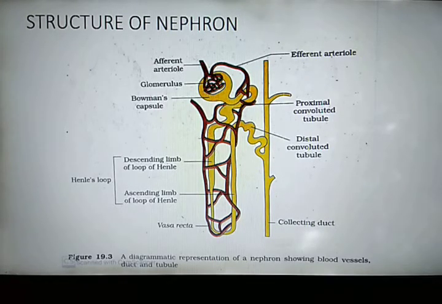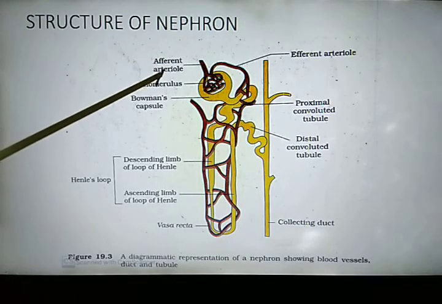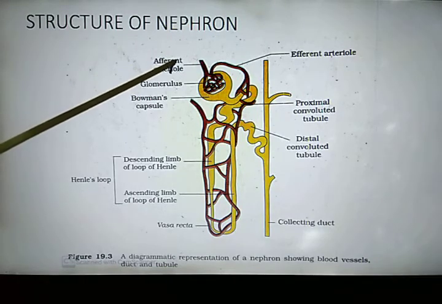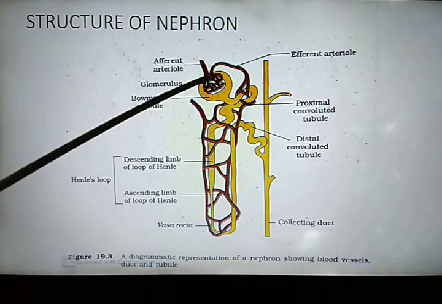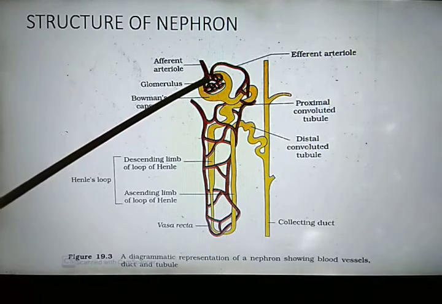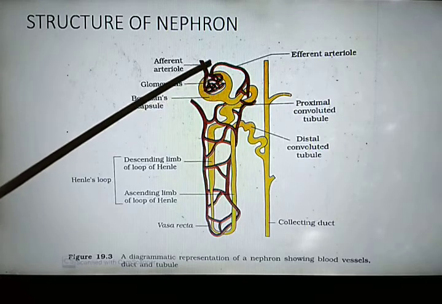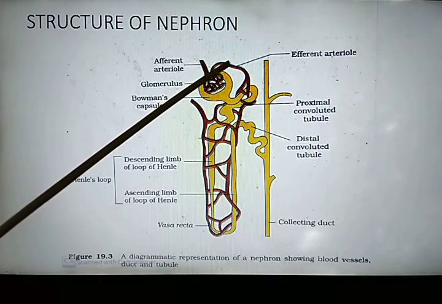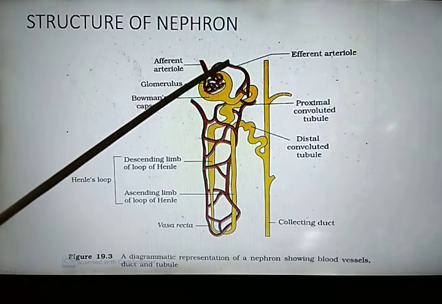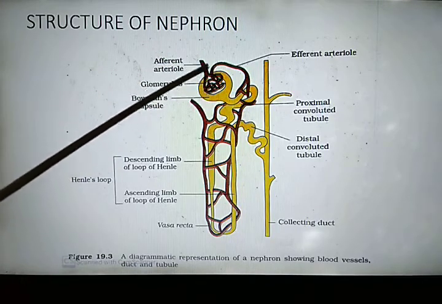So, glomerulus is formed by the renal artery. Renal artery forms a fine branch known as afferent arteriole. Then afferent arteriole further forms fine branches known as capillaries. These capillaries form a network known as glomerulus. Now these capillaries give rise to efferent arteriole. Okay, so this is the structure of glomerulus.